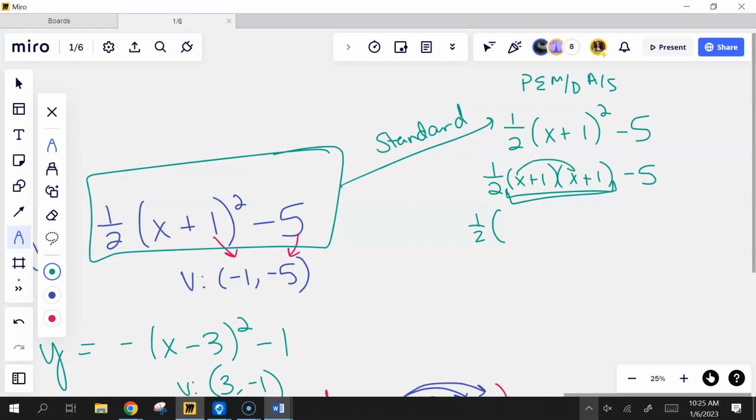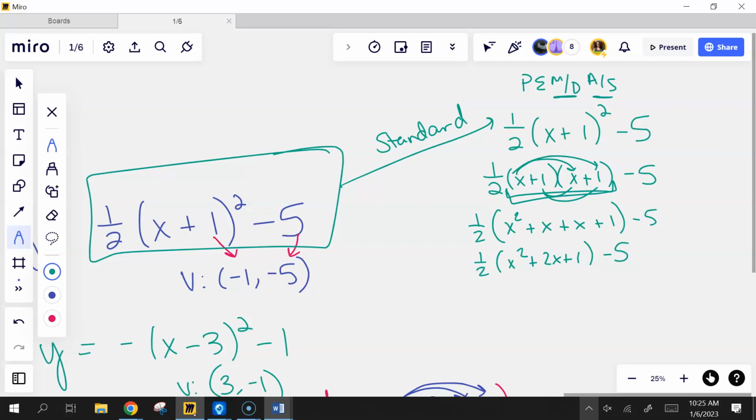What's x times x? X times 1. 1 times x. 1 times 1. What am I doing about this 5 out here? In the end, but not yet. That's exactly right. I'm going to keep bringing it down with me because I haven't gotten to addition subtraction yet. Right now I'm going to work inside these parentheses. X squared plus 2x plus 1.